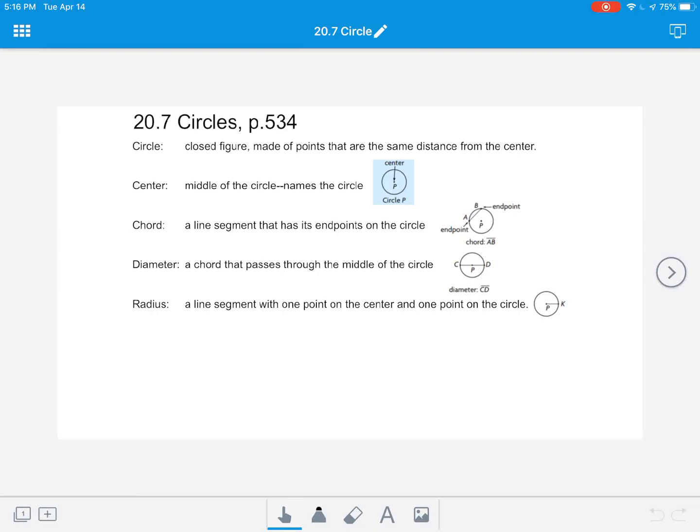Hi, fourth grade. Welcome back to your math lessons. We are going to be working on our last lesson in this chapter about circles.